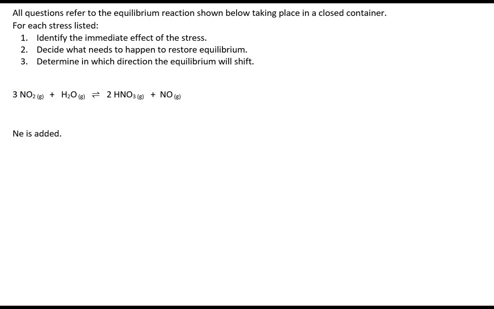In our next example, neon is added. So we look in our equilibrium system to see if neon is there. It is not. The next thing we do is identify if there is a side reaction, if neon reacts with something in our equilibrium system, and it does not. So based on those two factors, we determine that neon is an inert substance and does not react with anything. And the immediate effect of adding neon is that there's no effect. And if there's no effect, then there's no shift.